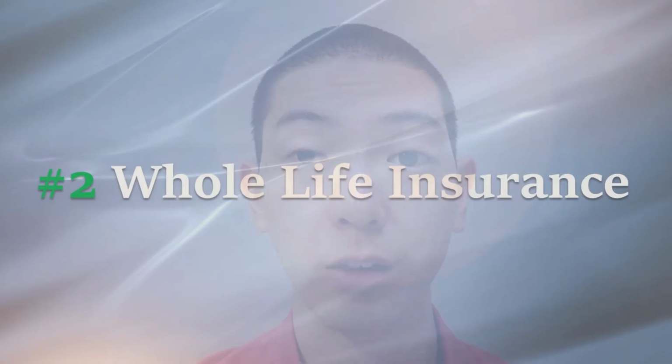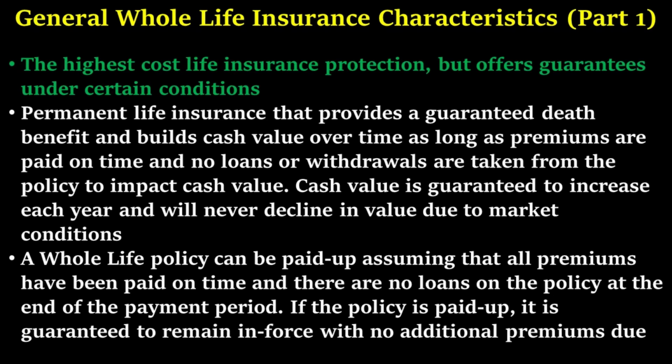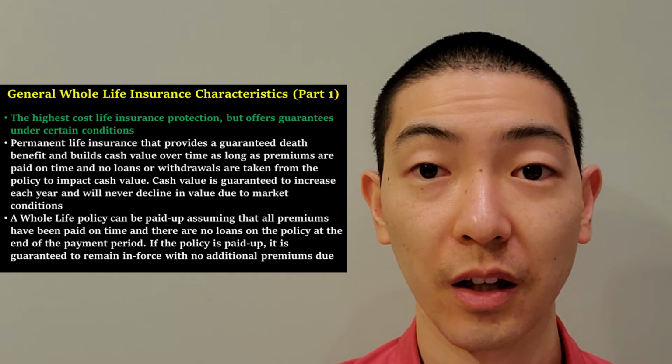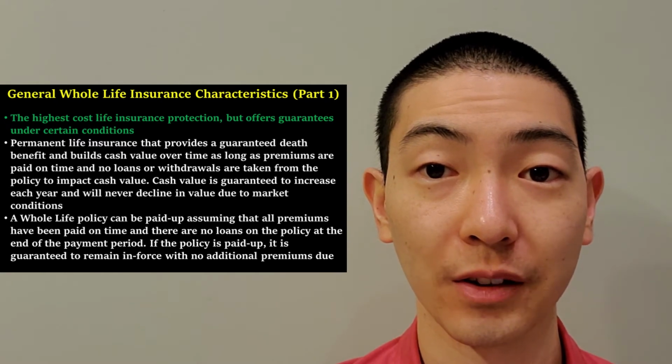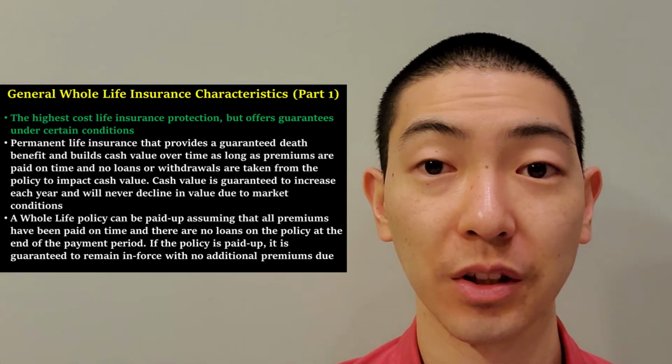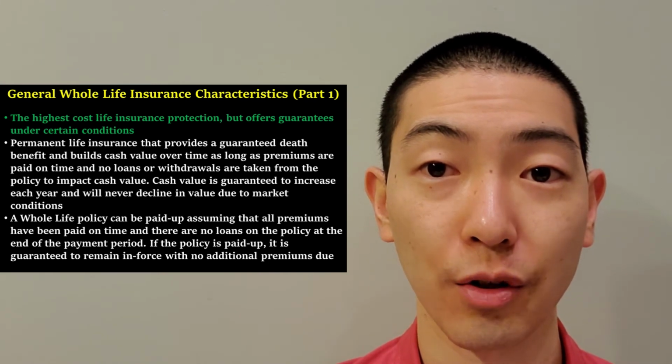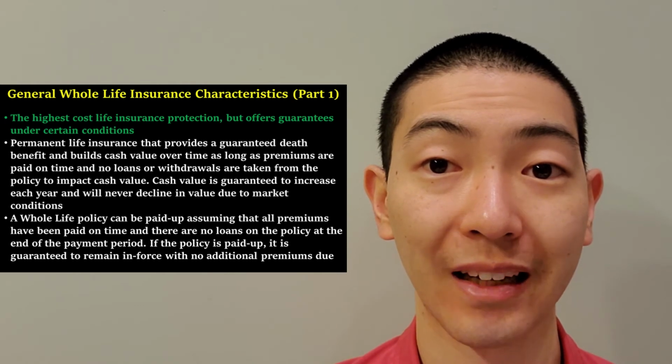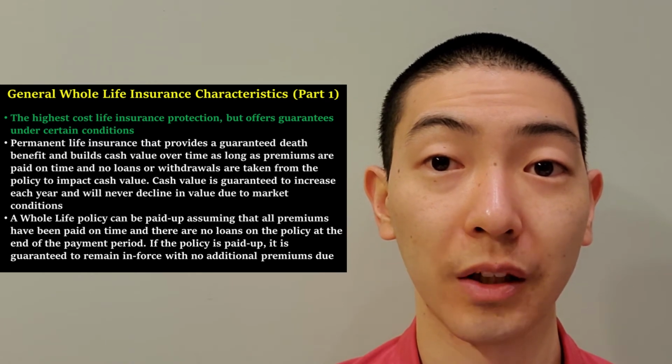Here are some general characteristics of whole life insurance. The highest cost life insurance protection, but offers guarantees under certain conditions. Permanent life insurance that provides a guaranteed death benefit and builds cash value over time as long as premiums are paid on time and no loans or withdrawals are taken from the policy to negatively impact cash value. Cash value is guaranteed to increase each year and will never decline in value due to market conditions.